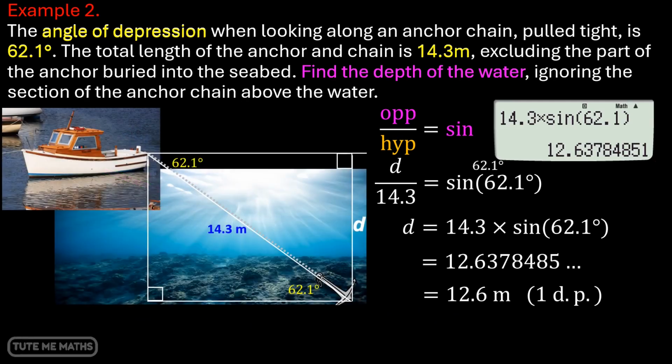If we weren't asked to ignore the part of the chain above the water, we could simply subtract the extra height to give us the actual depth of the water. So for example, if the anchor is tethered here at 50 centimetres above the water, the actual depth will be 12.6 metres. Take away half a metre, telling us that the water is actually 12.1 metres deep.